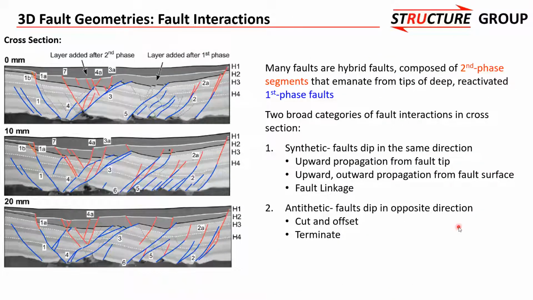What we also see is that many of the faults are actually hybrid faults. They're composed of second phase fault segments that emanate from the tip of deep reactivated first phase faults. So for example, you have fault 2 and 2A, where 2A is propagated outward.